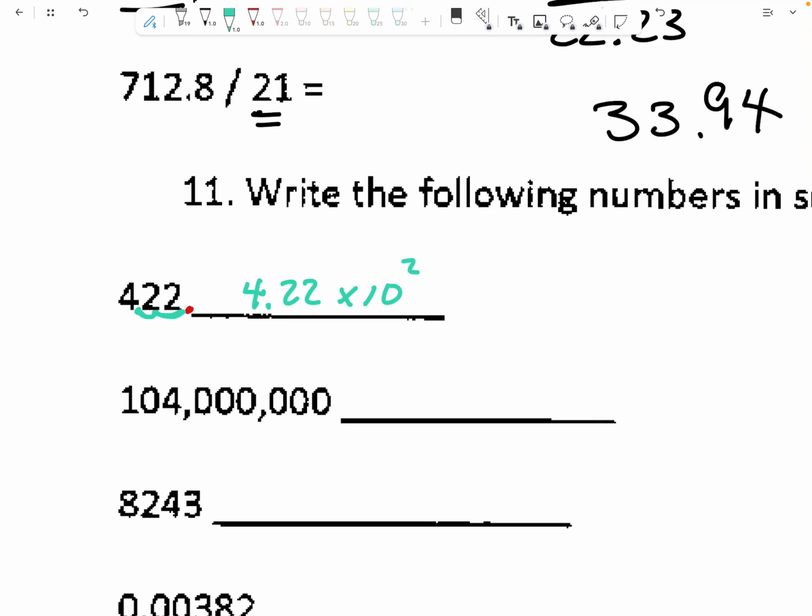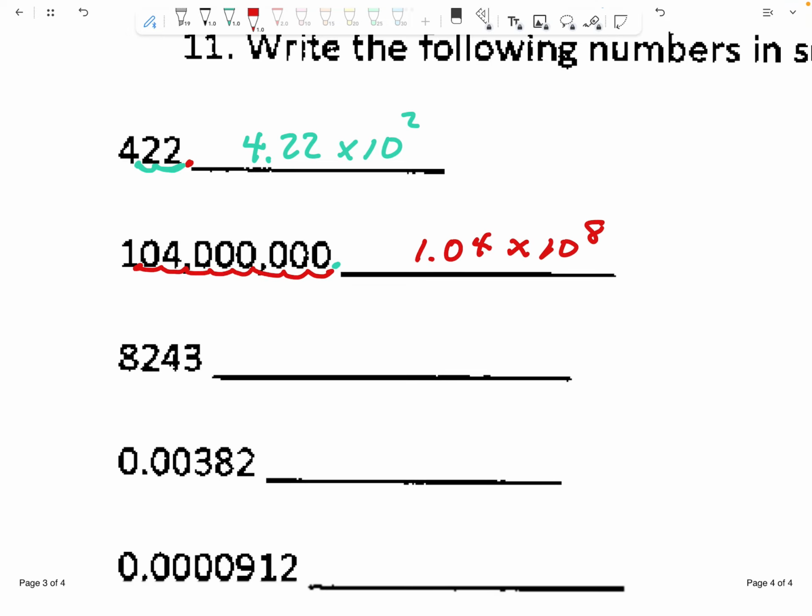We have 104 million. The decimal in that number is here. We want the decimal right there. So now we're going to count back to our old decimal. 1, 2, 3, 4, 5, 6, 7, 8. Okay? And that means we have 1.04 times 10 to the 8. It's a number greater than 1. Exponent will be positive. Okay.